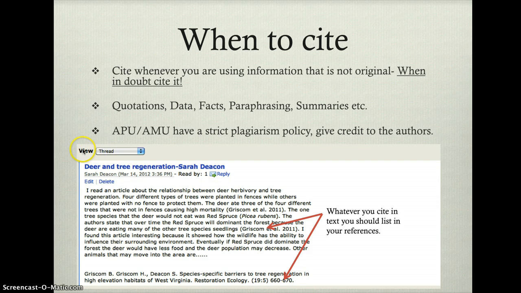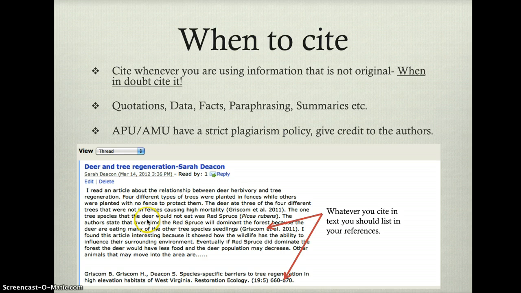So down below here you can see an example of a forum posting, and this is what it should look like when you guys are doing your forum postings. There's some of my text that I have typed. These are mostly my own thoughts, but when I actually get to a fact that deer ate 3 of the 4 tree species that were not in fences, causing high mortality, I cite the paper because that's a fact from that paper that I learned.